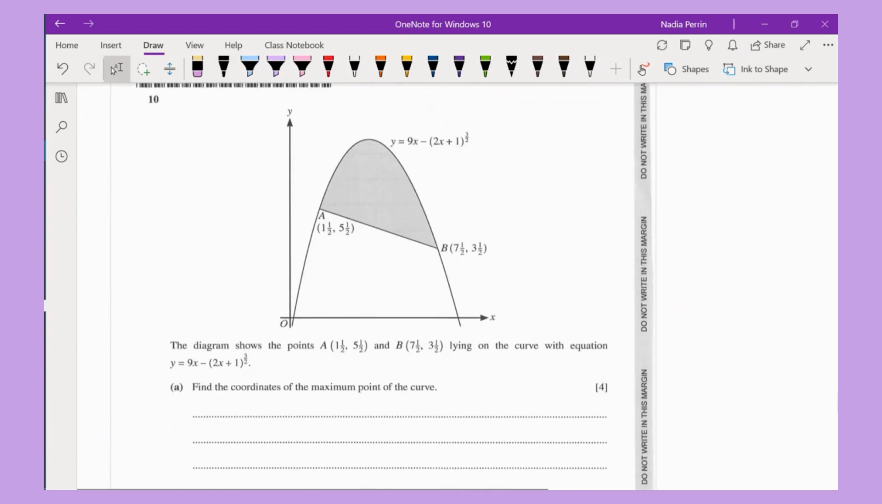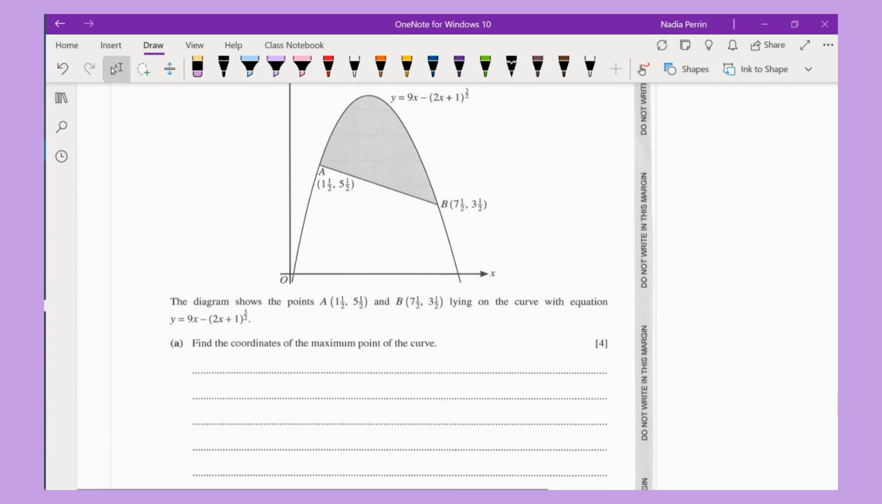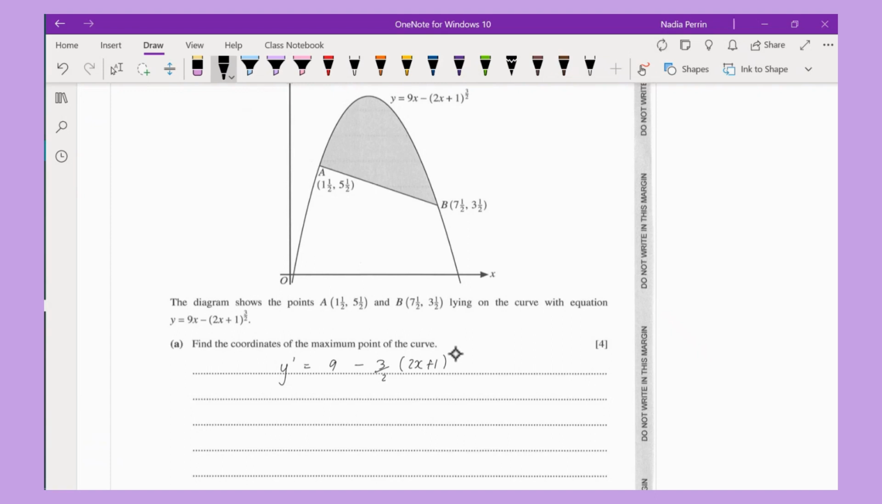Right, we are on to the last question. So they want us to find the maximum point of the curve. Maximum points are found by differentiating, setting equal to 0 and solving. So if we differentiate it, we are going to get 9 there, multiply by the power, take 1 off the power, and then divide by the derivative of the inside. So that's going to become 4 there.